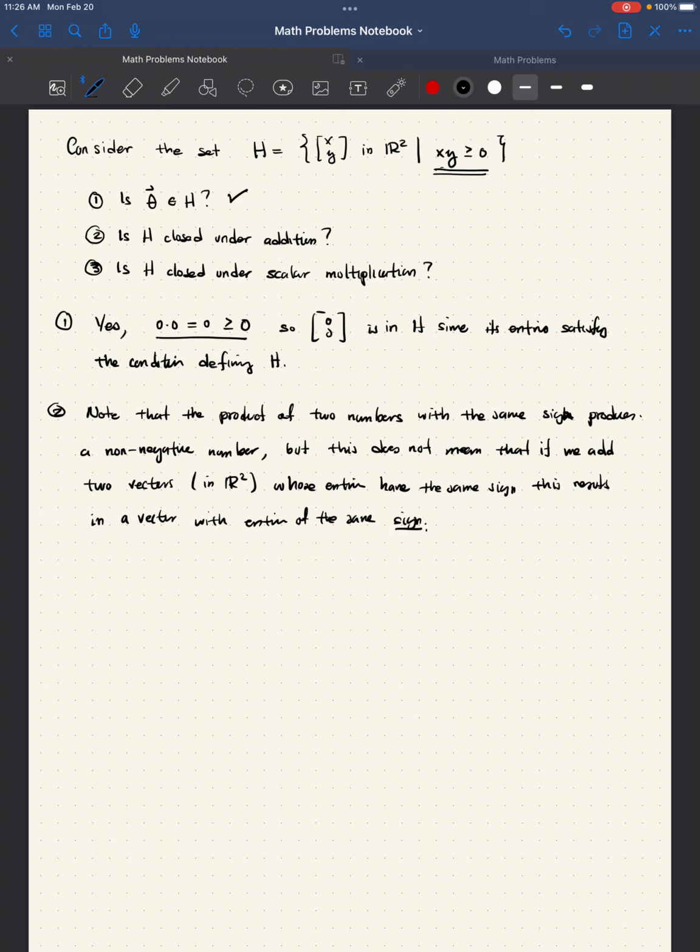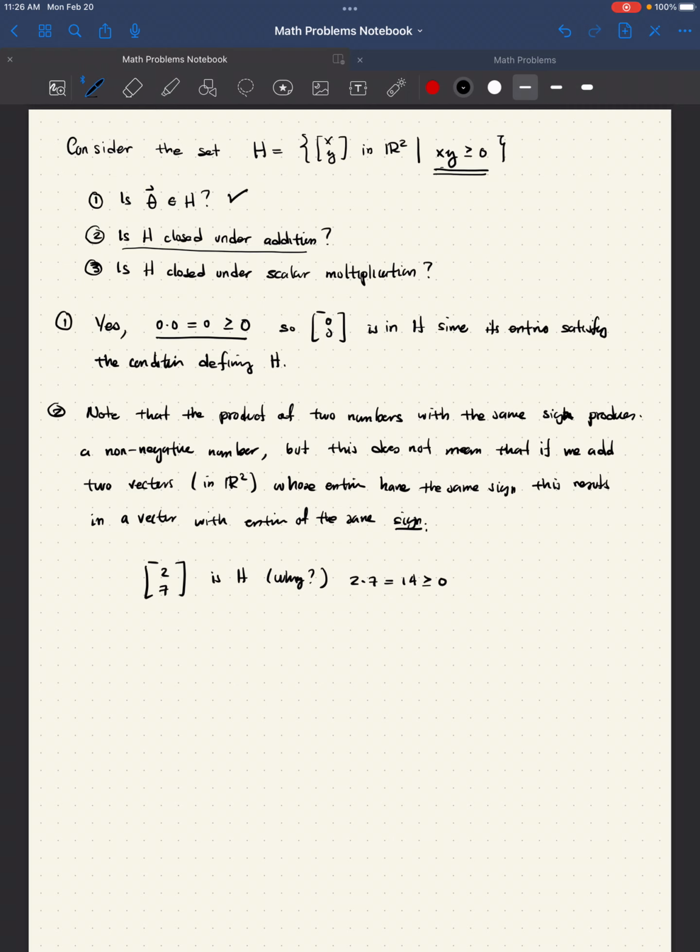Enough of the talk. Let's look at an example, which will make this question be answered negatively. So I would say the vector 2, 7 is in H. You may say, why? Well, easy. If I take 2 times 7, that is 14, which is greater or equal than 0.